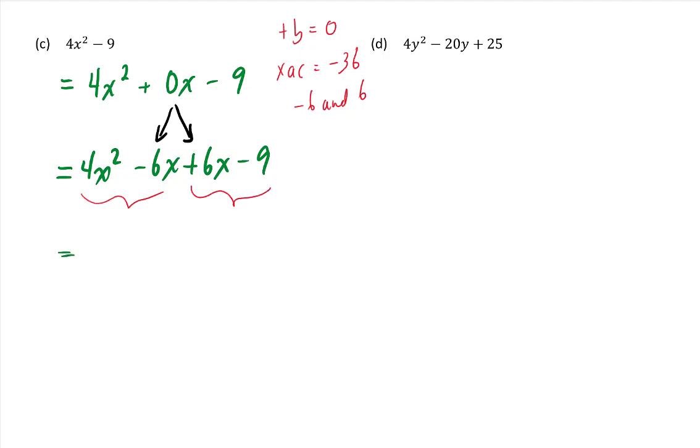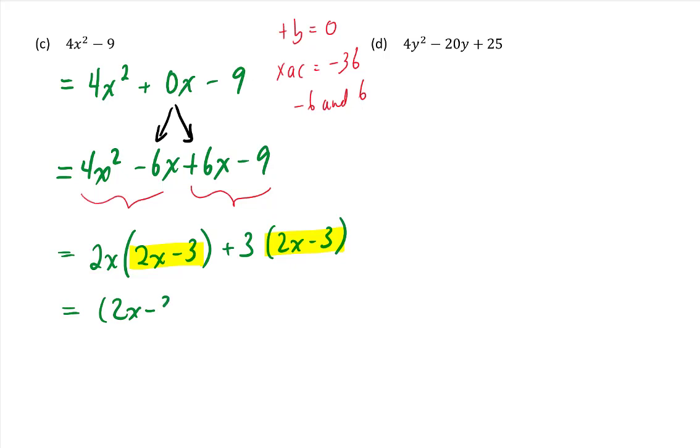So the first pair have 2x as a common factor, which leaves you with 2x minus 3. And the second group has 3 as a factor, which leaves you with 2x minus 3. Notice if we've done everything correctly, we now have a common factor for both terms. So what we have is 2x minus 3, and we're left with 2x plus 3.